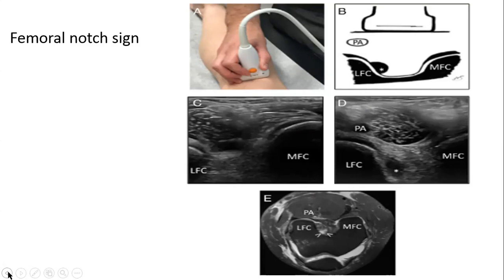Is it hard to say? In partial, sometimes you have grade 1 where it's just a little stretching. I think you don't see it there, but grade 2 and grade 3 it would show. Okay, that's great.